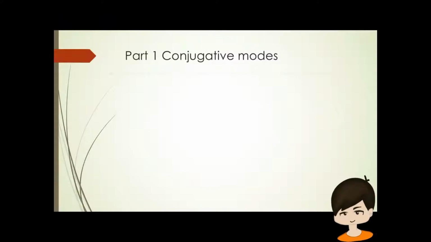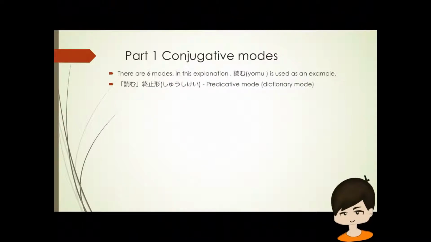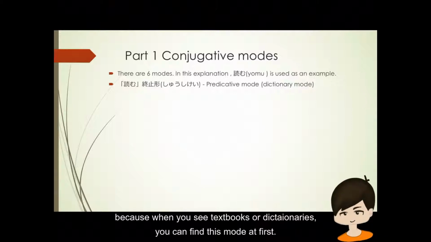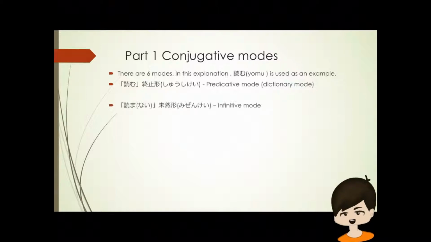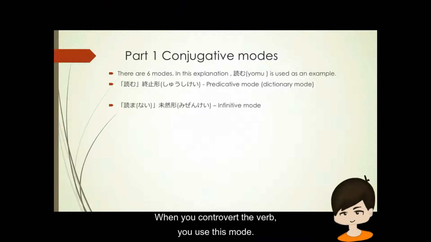Part 1. Conjugative modes. There are 6 modes. In this explanation, yomu is used as an example. First, yomu, shushikei. In English, predicative mode. It's also called dictionary mode because when you see textbooks or dictionaries, you can find this mode at first. The second is yomanai, mizenkei. In English, infinitive mode. When you negate the verb, you use this mode. Yomanai means I don't read.